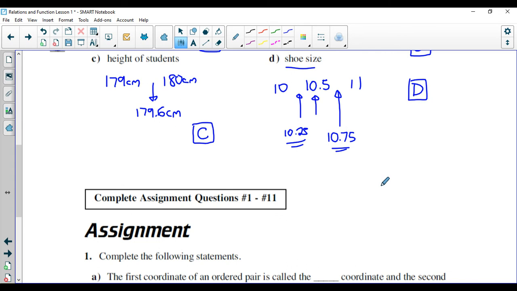Okay, so that's it for this lesson. And like I said, it's mainly just a review of plotting points and graphing and identifying linear relations between different variables, and also the difference between continuous and discrete variables.